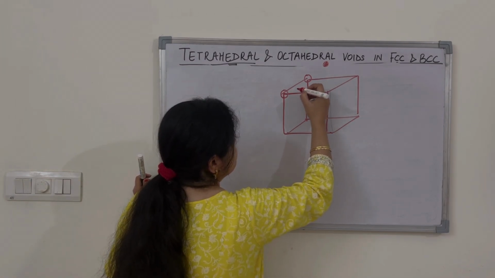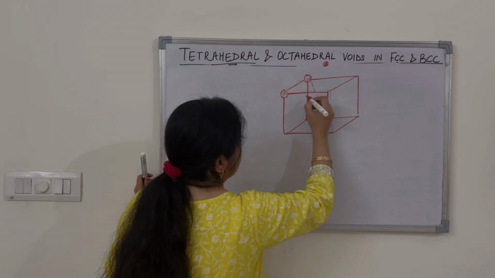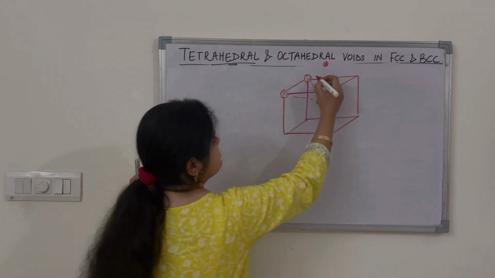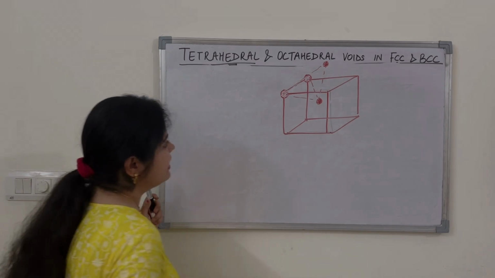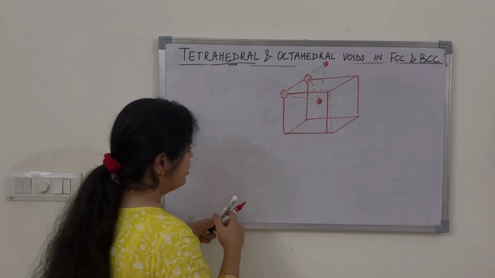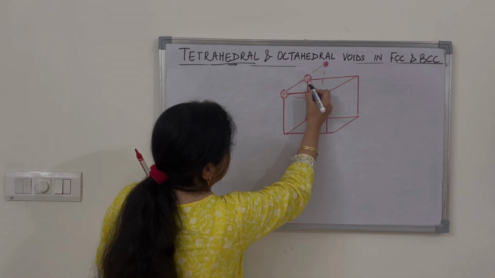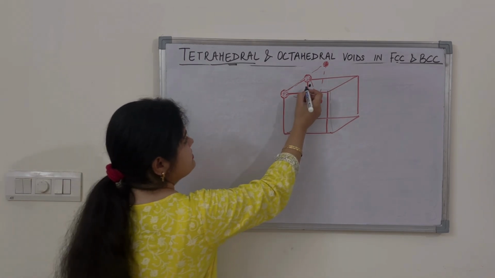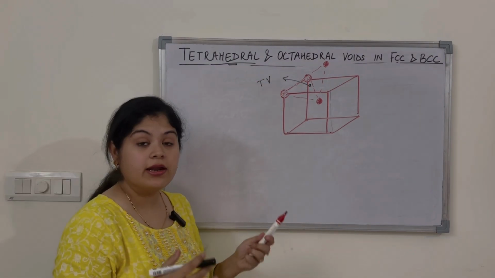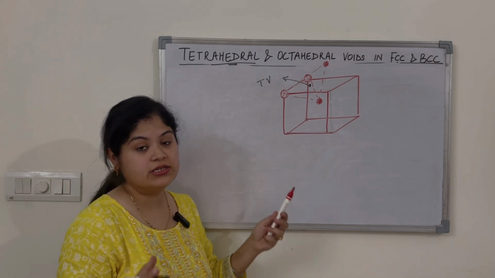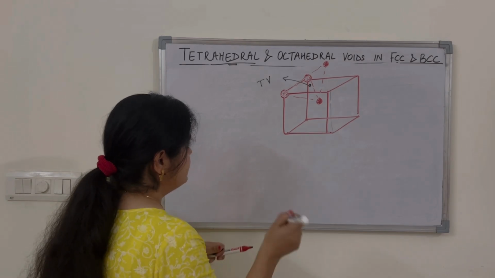So these 4 atoms, if I join, making one plane out of these 3 atoms and this atom at the top. So this forms a pyramid like structure and there is a void which is situated somewhere here and is known as the tetrahedral void. Now there are 24 such voids in a particular BCC structure. So how to draw these voids?